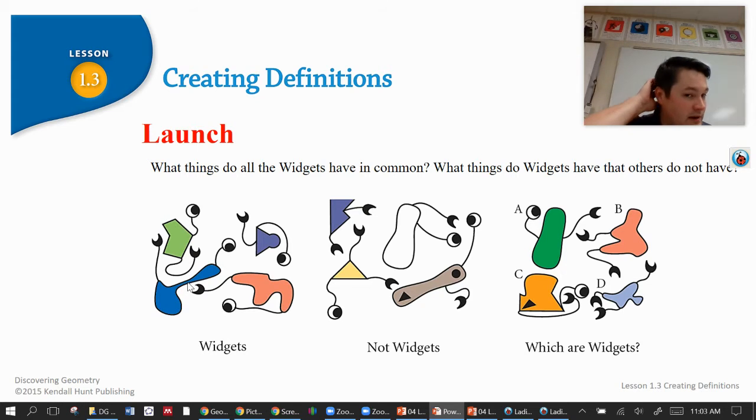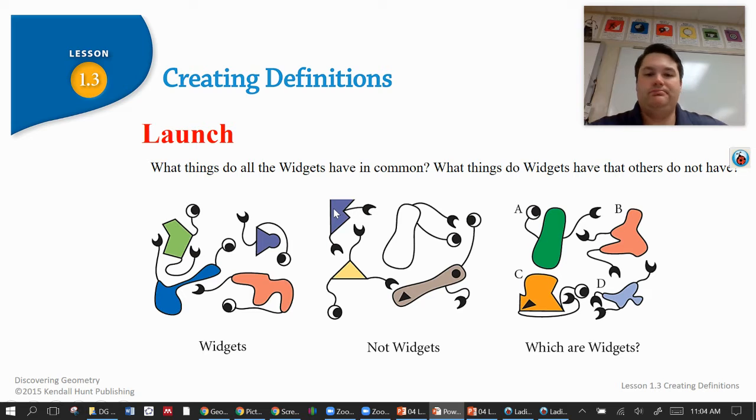Now, that in and of itself, if we just stuck with that, is going to tell us that A looks like a widget. B does not. It does not have an eye thing. C looks like a widget. And D does not. B and D don't have those eyes. Eyes, creepy. Now, it's also important that we look at this not-a-widgets group.